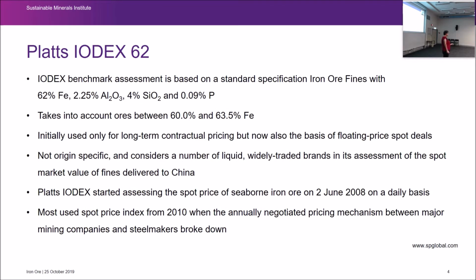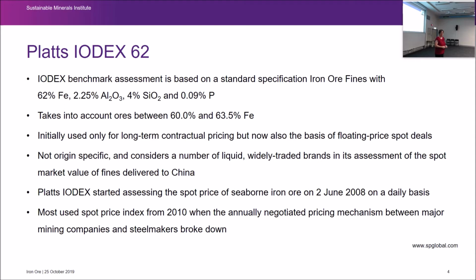What's interesting about the Platts index is that the assessment is a standard that's based on iron ore fines at 62% Fe, but it is applied over a range of grades from about 60% Fe to 63.5% Fe. Please excuse the use of Fe, it's very common in the market instead of just repeatedly saying iron. It was initially used for long-term pricing agreements, but it has more recently also been applied to floating price spot indexes.